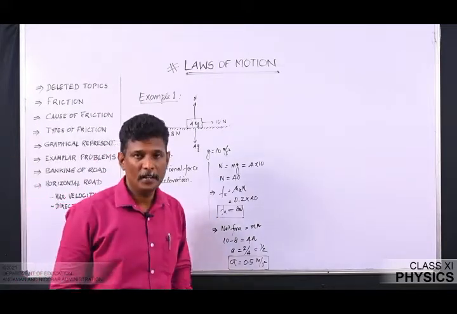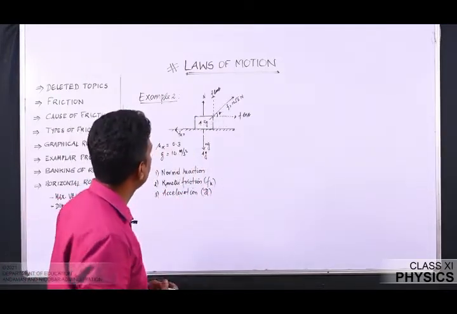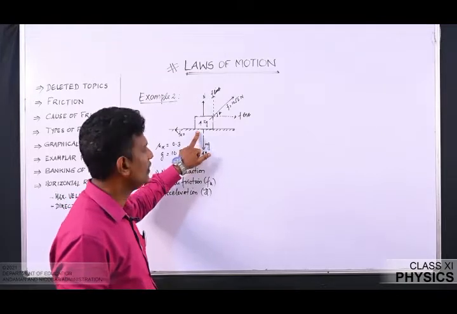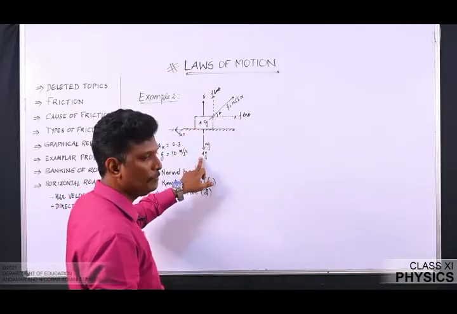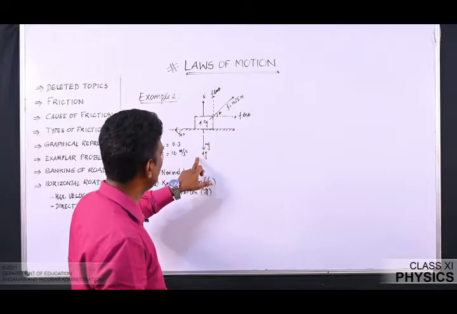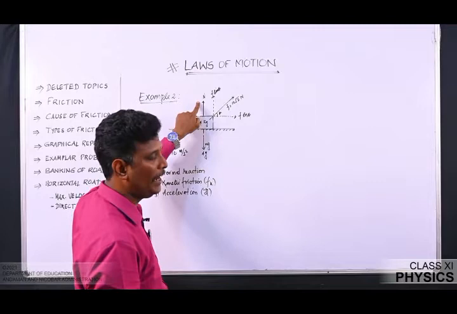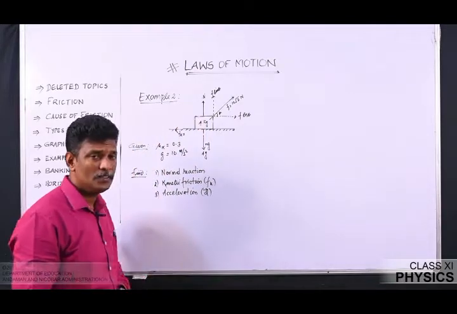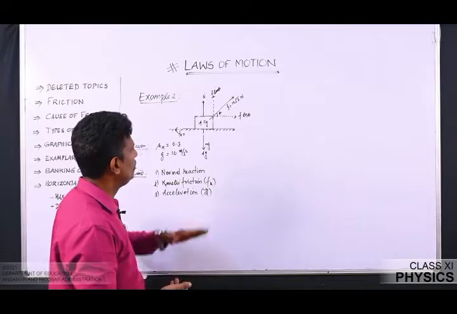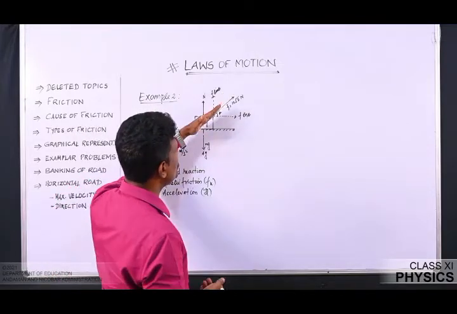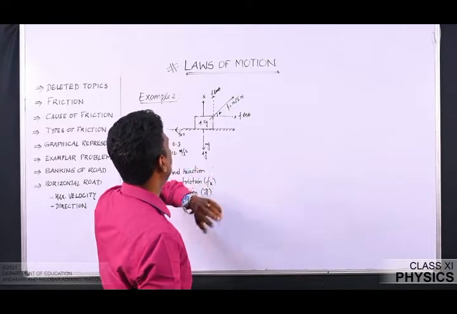Now, let us see another example. A 4 kg block is there and the downward force will be mg, that is 4g, and the counter force, that is normal reaction N. And in this case, the force applied is not parallel, the force applied is in this direction, making an angle theta with the surface.